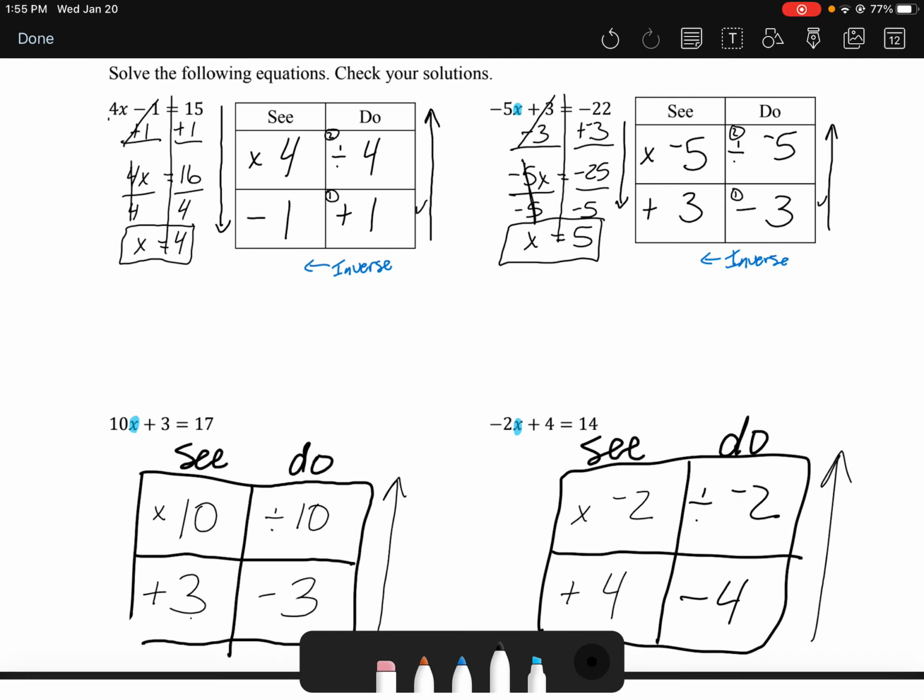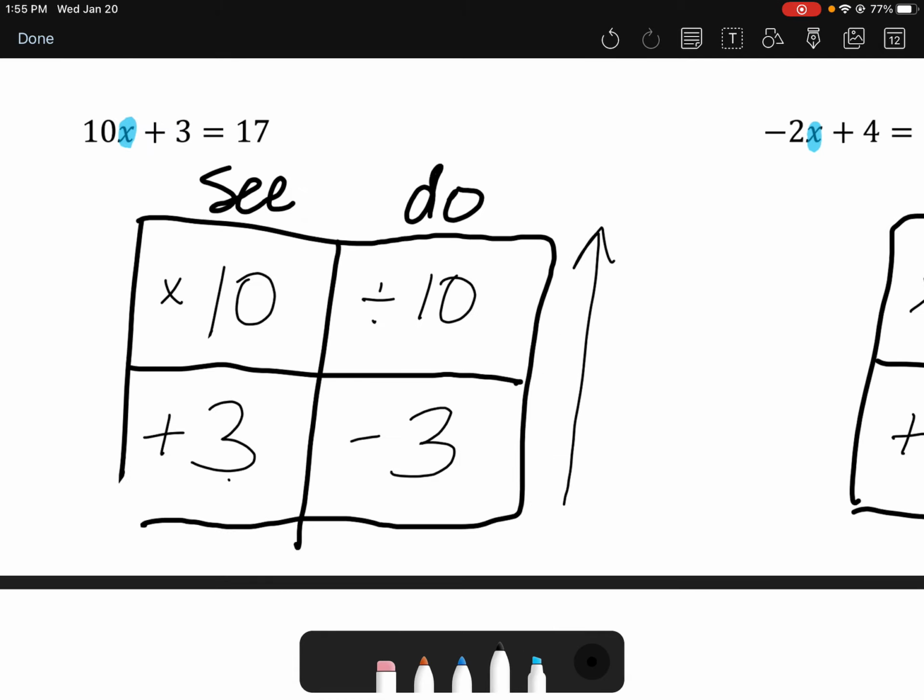On Schoology, I have a small 3-question assignment. All I want you to do is to fill out the see-do table. I'll talk about it a little bit more tomorrow and work more on two-step equations next week.